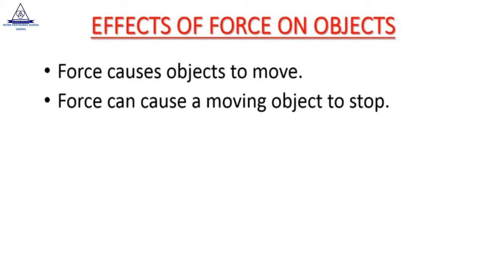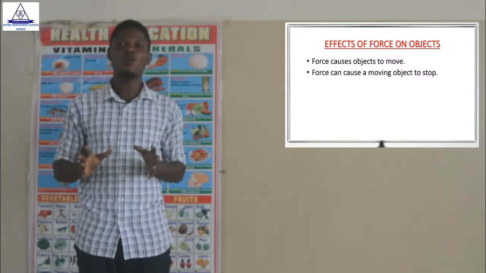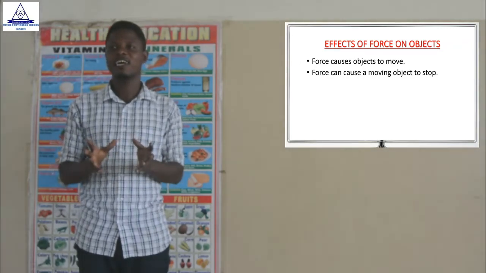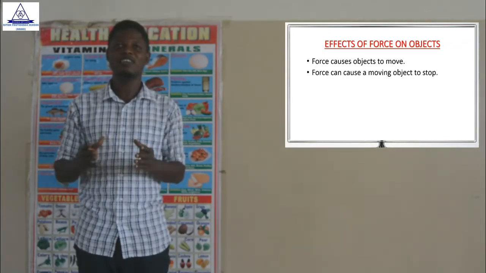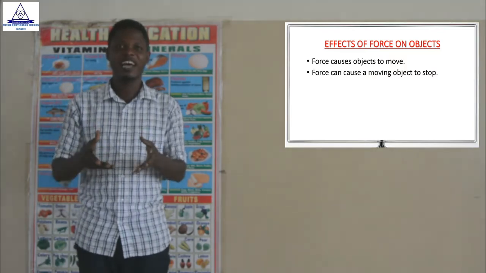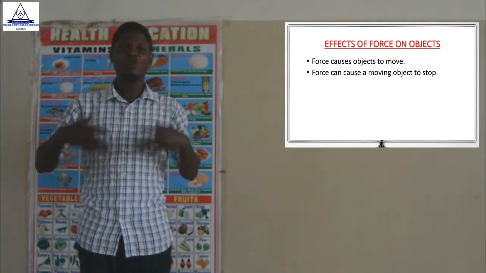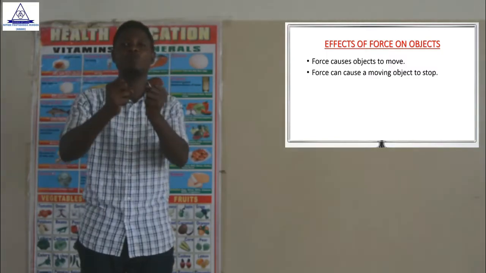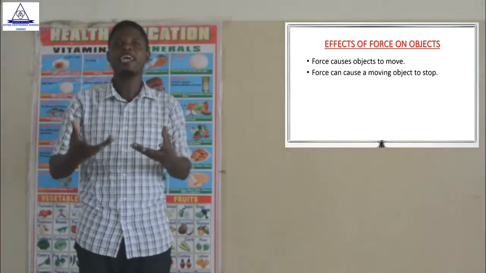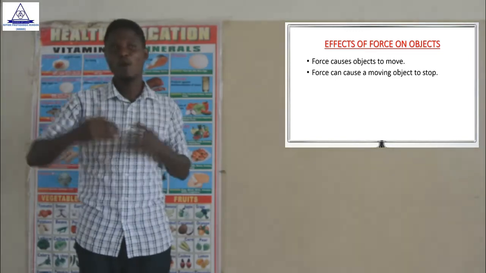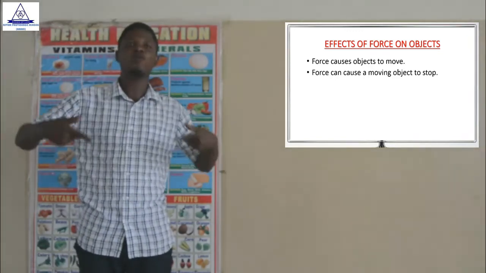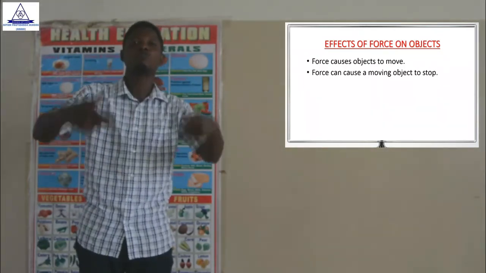Let me give you a simple scenario of a moving object stopping. Assuming your younger brother is running away and your mother instructs you to catch him. As he is running away, you also run, and when you catch him, he will stop. That means you have applied force on him to stop. So a moving object, your brother, was moving, and as you applied force on him, he was able to stop.